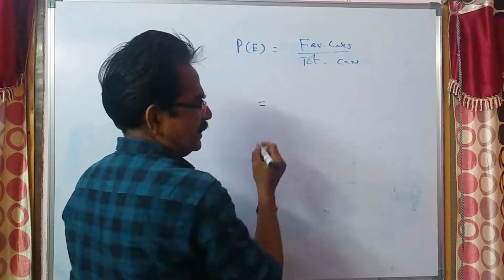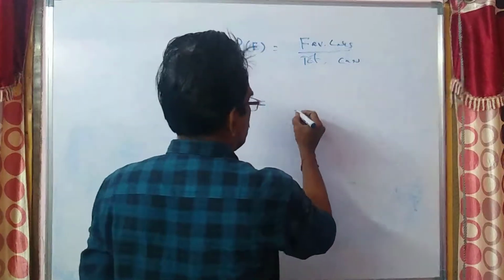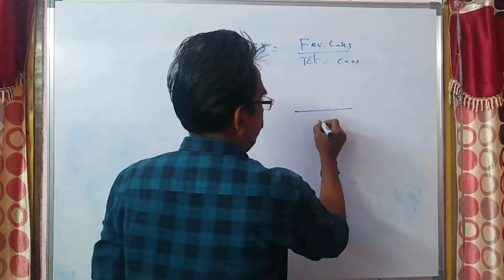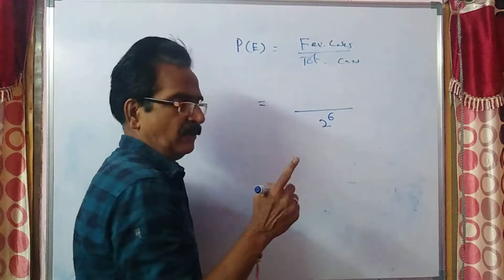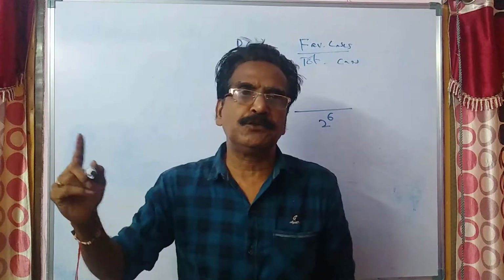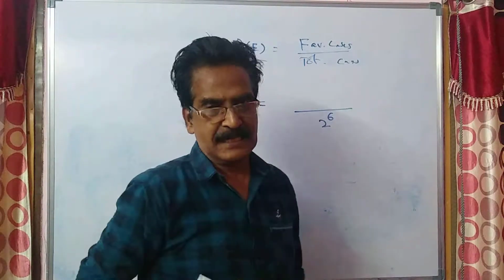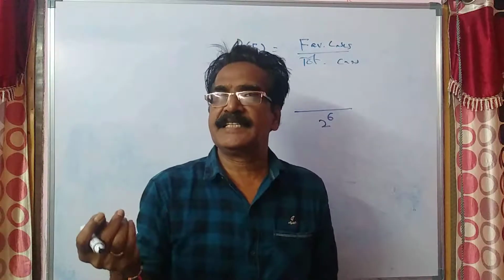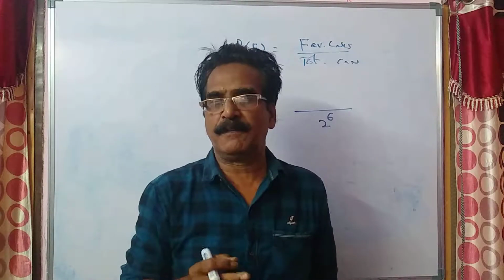Coin is tossed 6 times. So total number of cases, that is the number of elements in the sample space, 2 power 6: head or tail, so 2 into 2 into 2, 6 times. So when a coin is tossed n times, the total number of cases will be 2 power n.